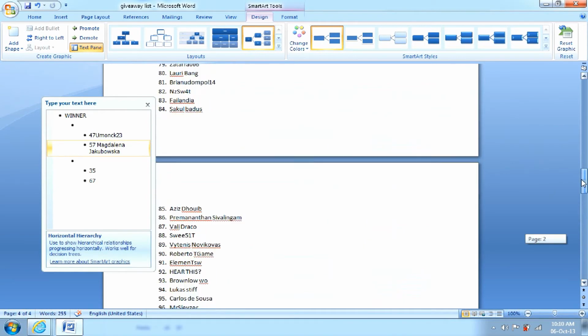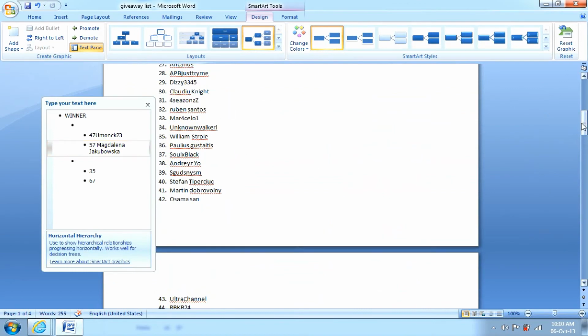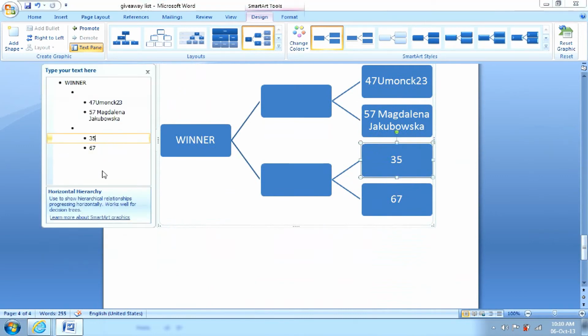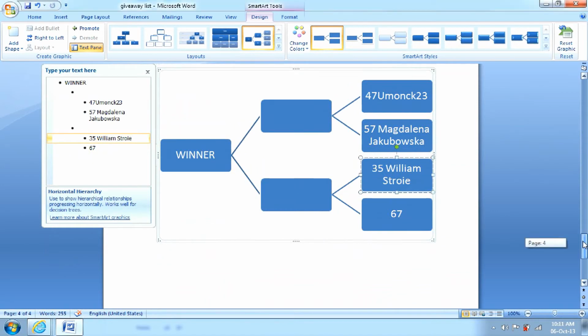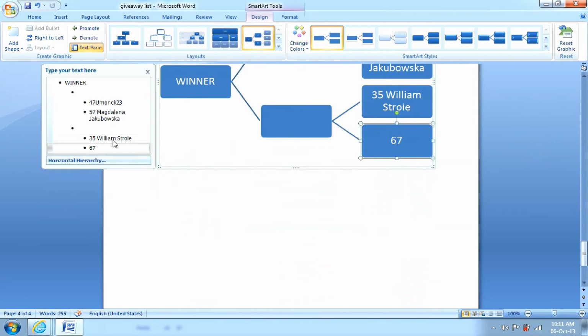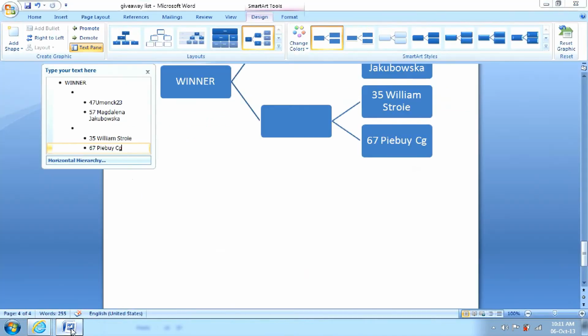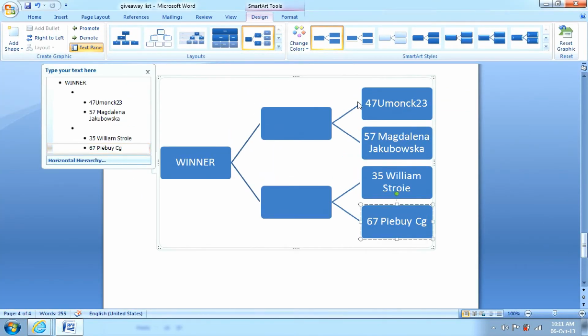Now 35 is William Stroye. I think it's Romanian after the name. William Stroye. And the last one, I don't remember where I made the confusion. 65 or 60. Yeah, I think 65. 65 was E-Force, but the real winner number is 67, P by CG. Let's look another time at the numbers. 47, 57, 35, 67 is pretty much okay.